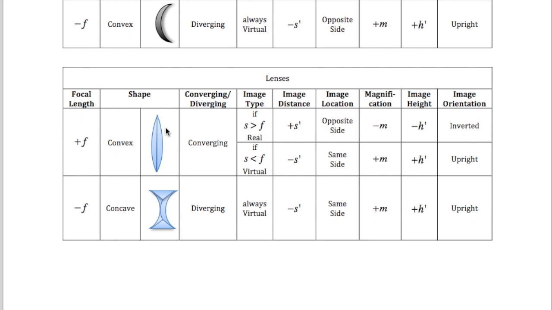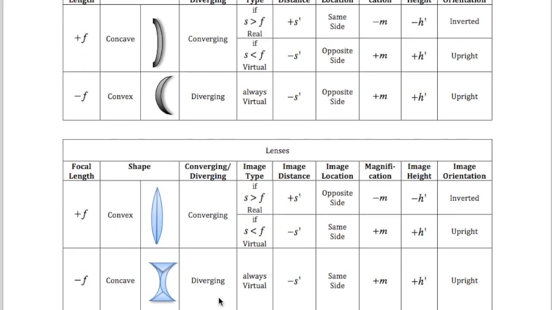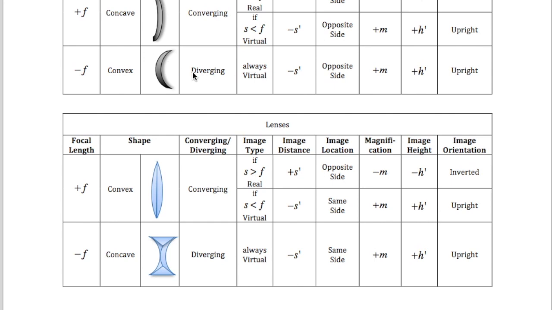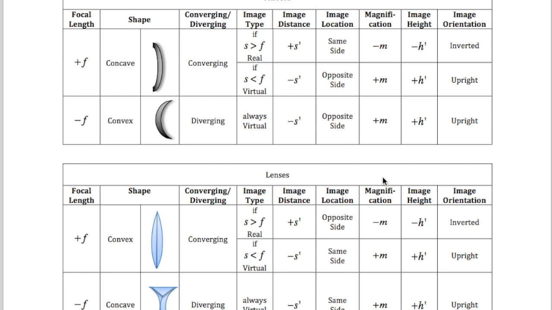Similarly, we can have lenses that are convex or concave. The convex lens, looking like this with the middle of it being fatter than the edges, has a positive focal length by the same logic we were using before. It's going to have very similar characteristics to that concave mirror up here. And a diverging lens has the edges that are fatter than the middle, and it's going to be very similar to the convex mirror. This, by the way, is on the last page of the lab that's in your lab manual. So you can check this out. You have this in your lab manual.